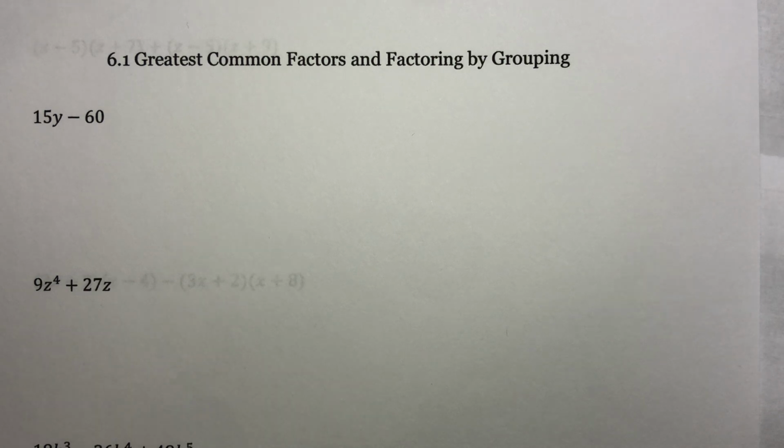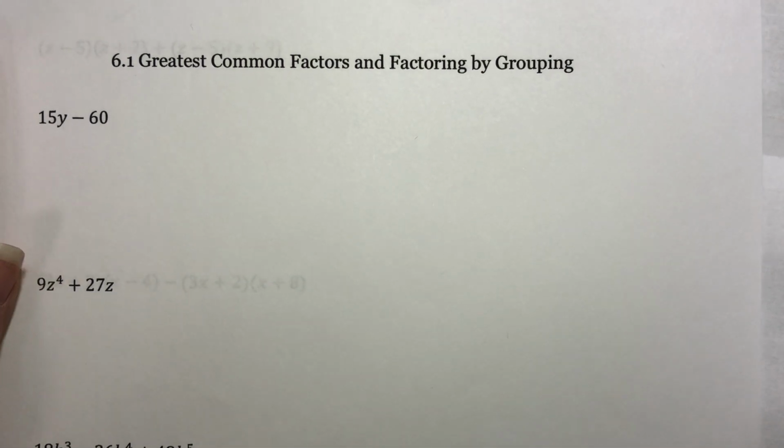What we're going to be doing in chapter 6 is we're going to be factoring. Now, what does it mean to factor something? It means that you're going to rewrite the problem as a multiplication problem instead of an addition or a subtraction problem. You can think of factoring as unmultiplying, okay?